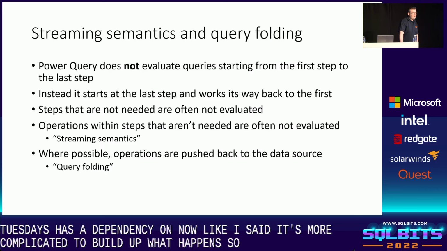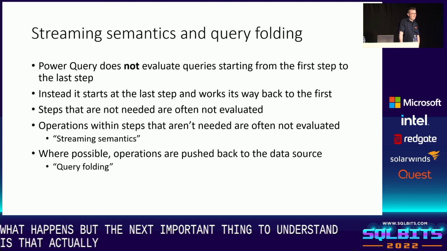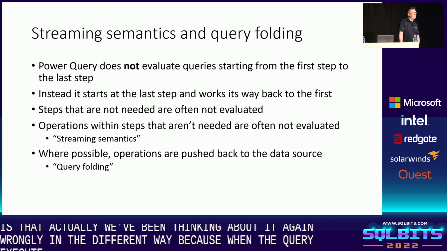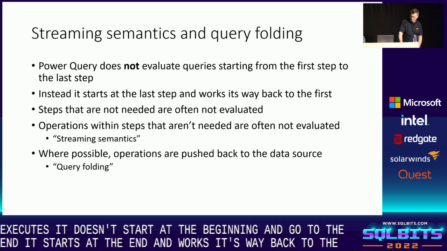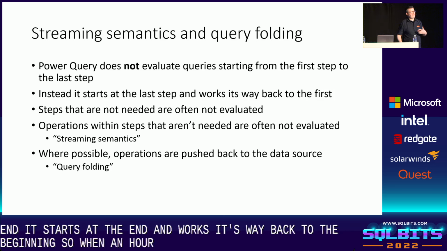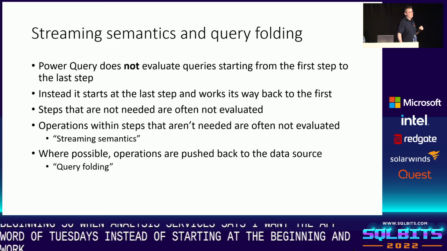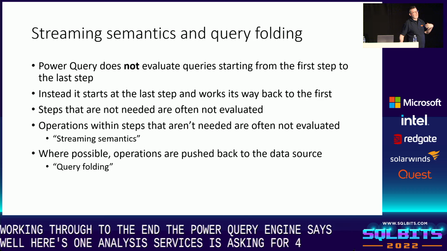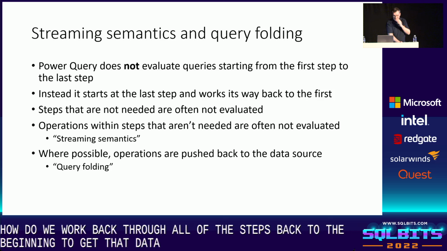So we know roughly what happens, but the next important thing to understand is that actually we've been thinking about it, again, wrongly in a different way, because when the query executes, it doesn't start at the beginning and go to the end. It starts at the end and works its way back to the beginning. So when Analysis Services says, I want the output of Tuesdays, instead of starting at the beginning and working through to the end, the Power Query engine says, well, here's what Analysis Services is asking for Tuesdays. How do we work back through all of the steps back to the beginning to get that data? This is the most complicated thing to get your head around.